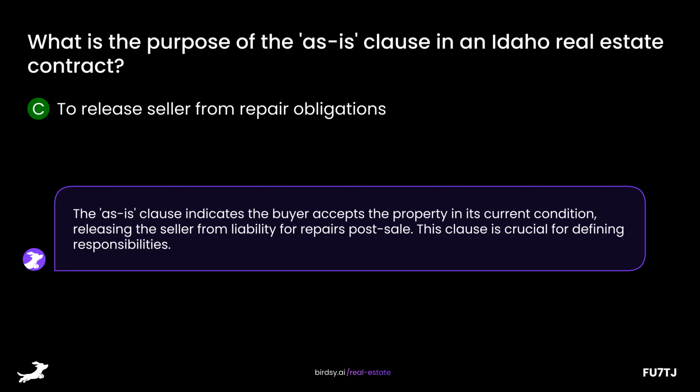The as-is clause indicates the buyer accepts the property in its current condition, releasing the seller from liability for repairs post-sale. This clause is crucial for defining responsibilities.